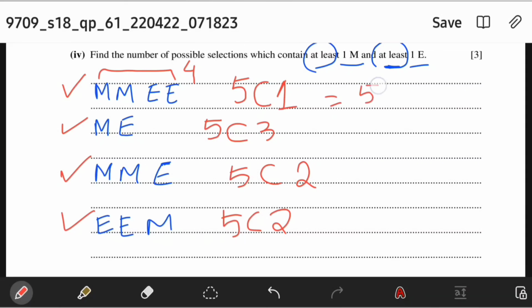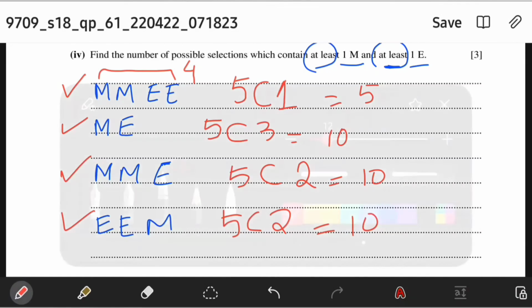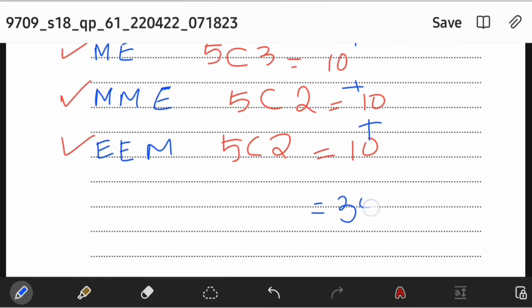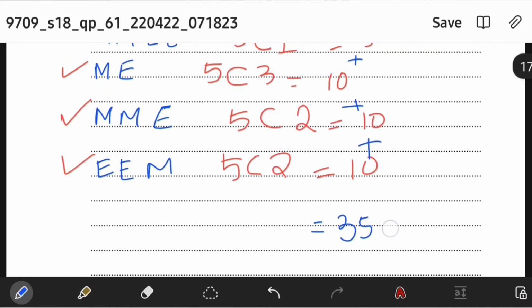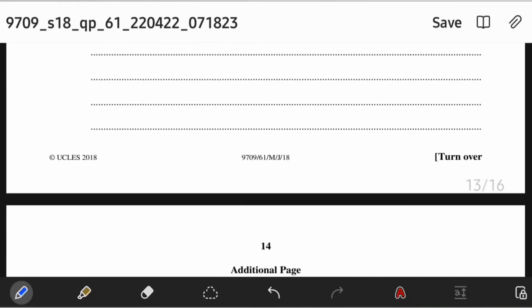This gives us 5, this gives us 10, this gives us 10, this also gives us 10. So adding them all up would give us an answer of 35 selections. So that's it for this paper.